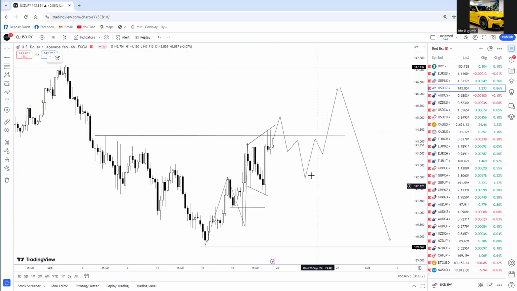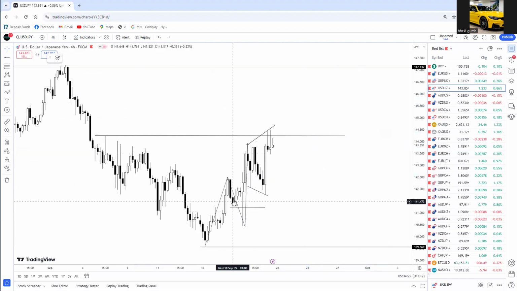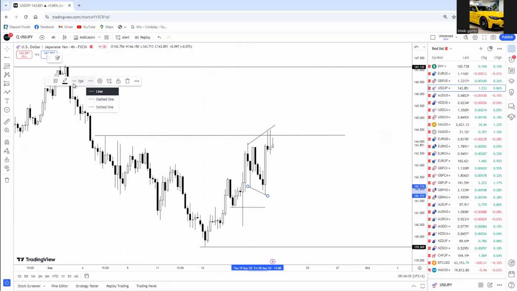USD/JPY, we have some stuff drawn here, which I'm going to explain shortly. I'm going to try and make this as clear as possible.